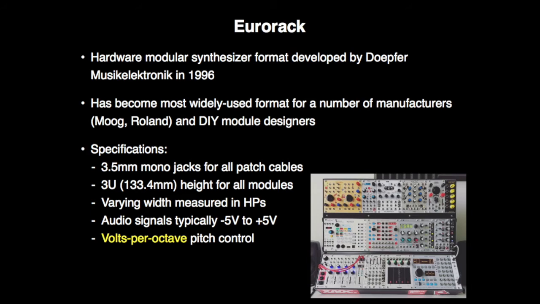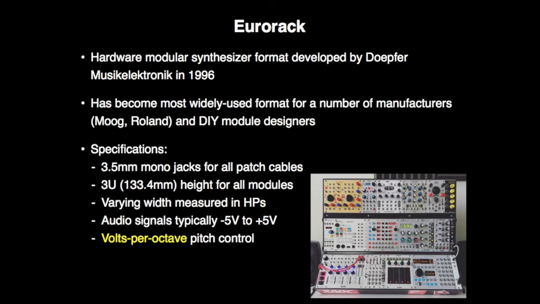So we'll look real quickly at some of the Eurorack specifications. They use a 3.5 millimeter mono jack for all patch cables. That's essentially a headphone size jack, except whereas headphones are stereo, these would just be mono cables. Essentially, it's the exact same as the MS-20 patch cables.